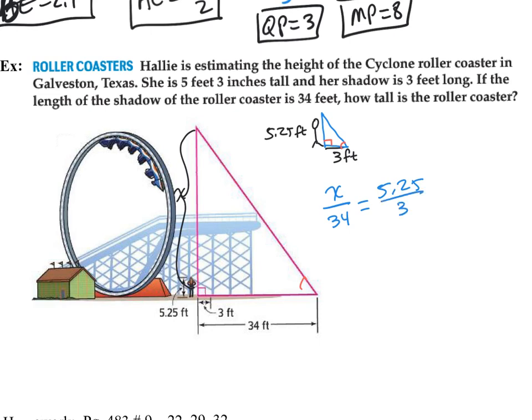Okay, so now we can solve that proportion. We would get 3x is equal to, if you took a calculator and multiplied 34 by 5.25, you're going to get 178.5. Then we divide both sides by 3. x turns out to be 59.5. Now, what did x represent? Remember, x represented the height of the roller coaster. We were asked how tall is the roller coaster, so we're done. The roller coaster is 59.5 feet tall.